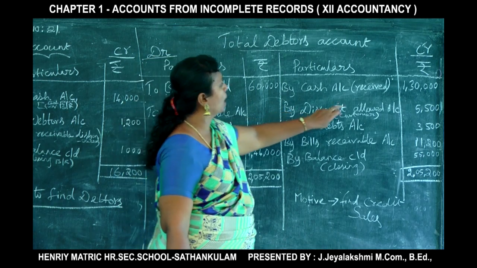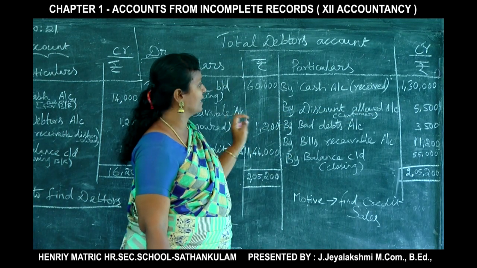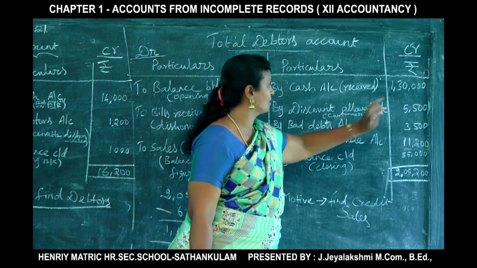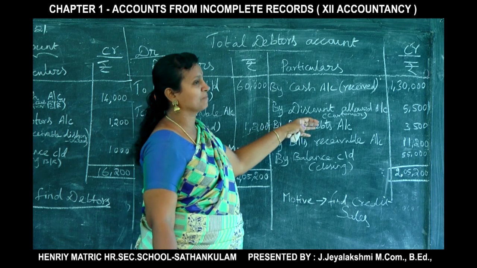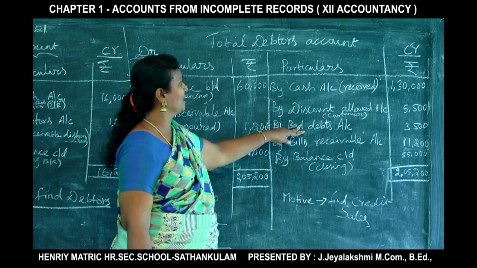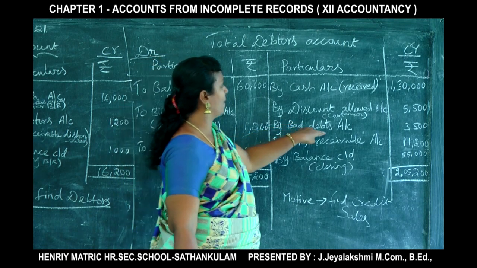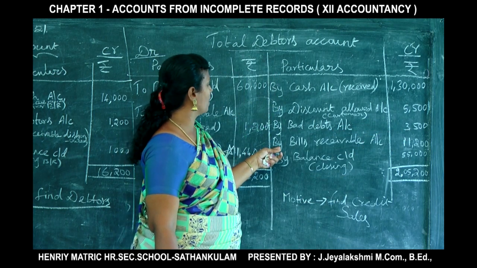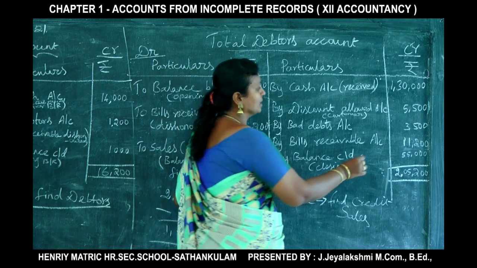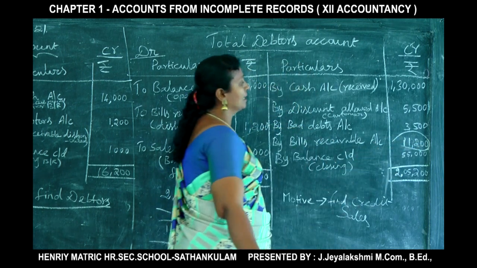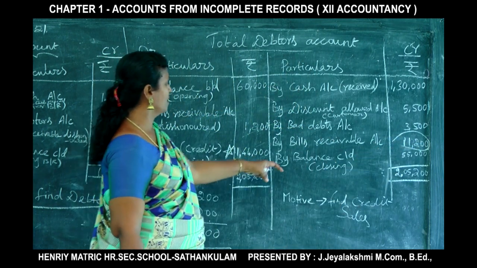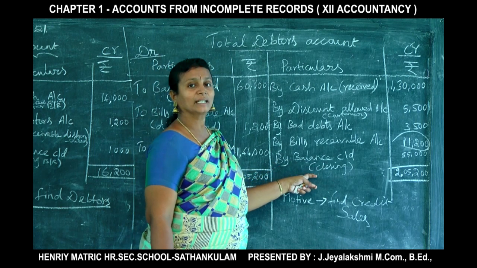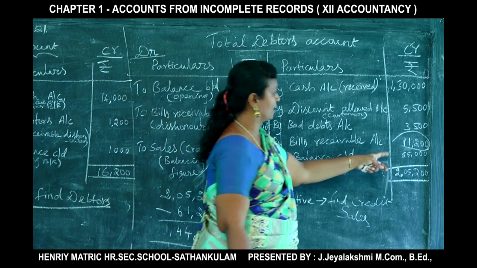Then by discount allowed account, how much? 5,500, which we gave to the customer. Then bad debts, it may come back or not, we don't know, but it is a loss to us. So bad debts account 3,500. Then we are taking the amount from the bills receivable account. Then at last we write by balance carried down, nothing but the closing balance 55,000.